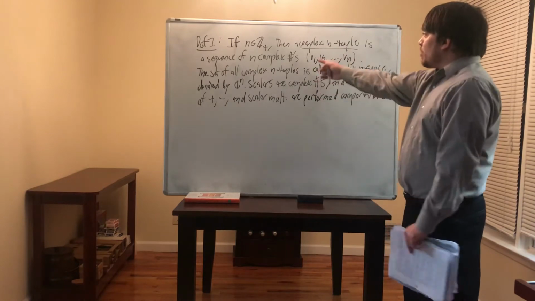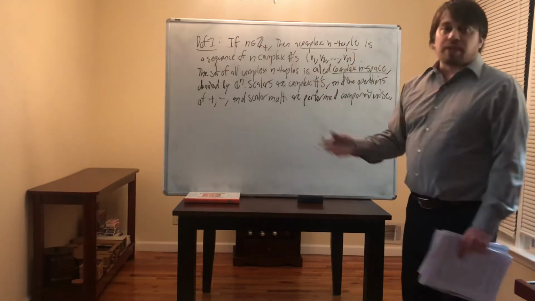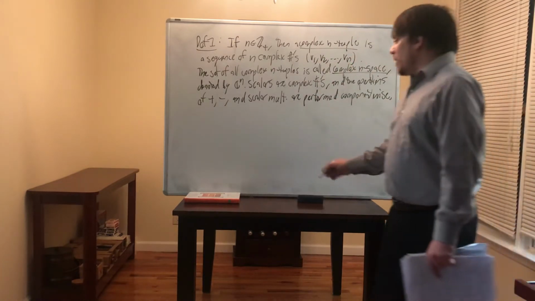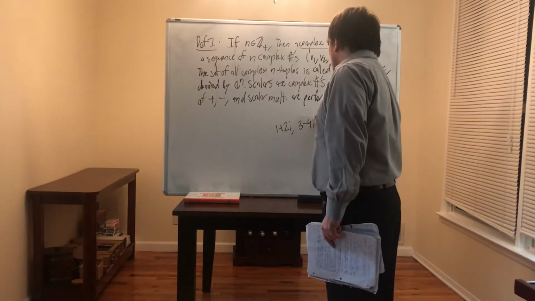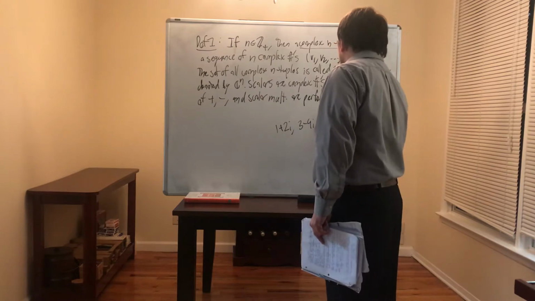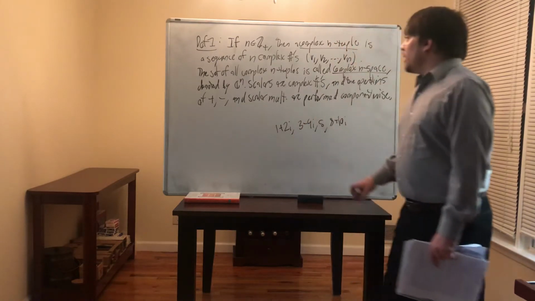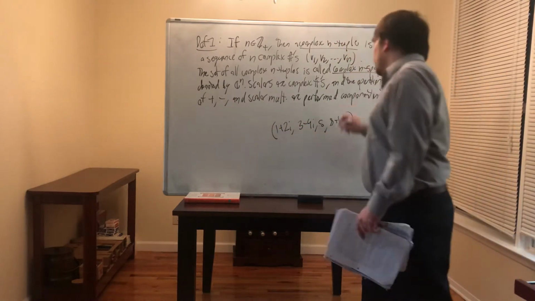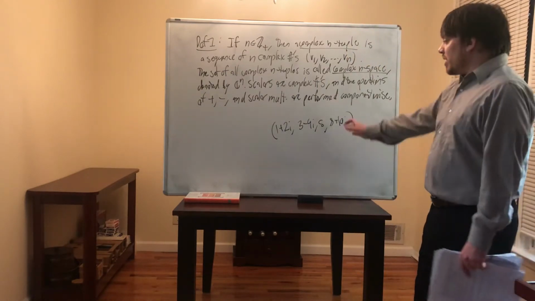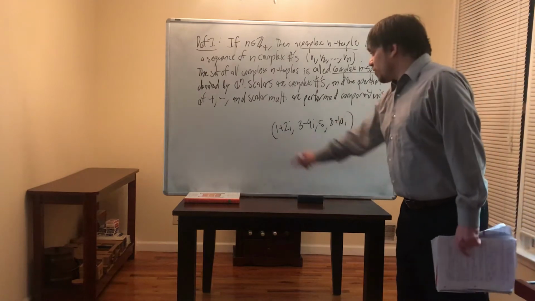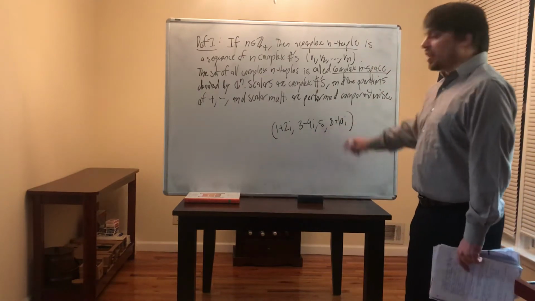A complex n-tuple is just a list of n complex numbers. That's what that means. So if you had a list like 1 plus 2i, comma, 3 minus 4i, comma, 5, comma, 8 plus 10i, I could put parentheses around it, and that would be a complex 4-tuple, because it would be a list of 4 complex numbers. That's the first complex number, that's the second one, that's the third, and that's the fourth.